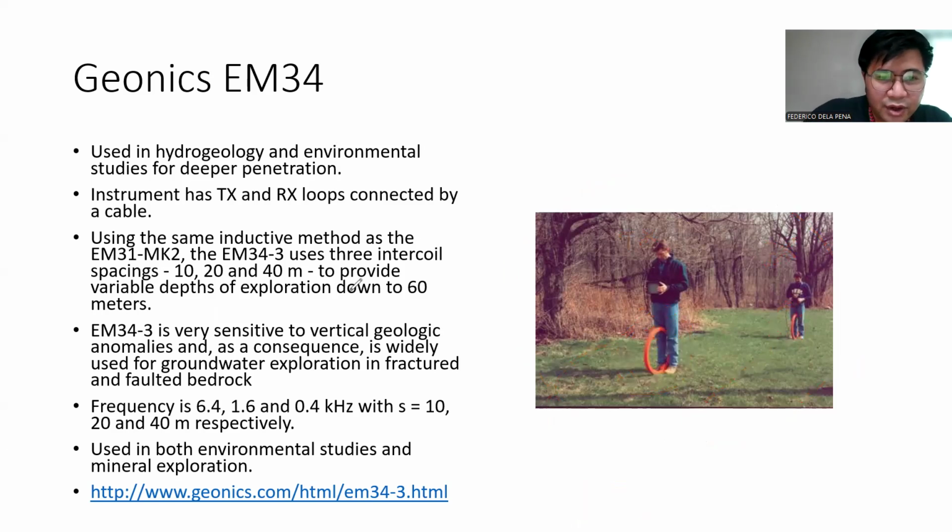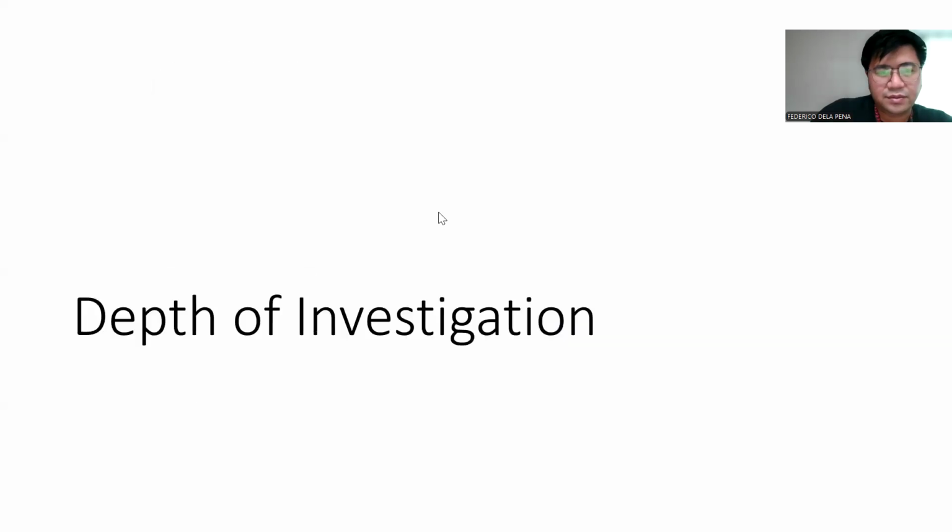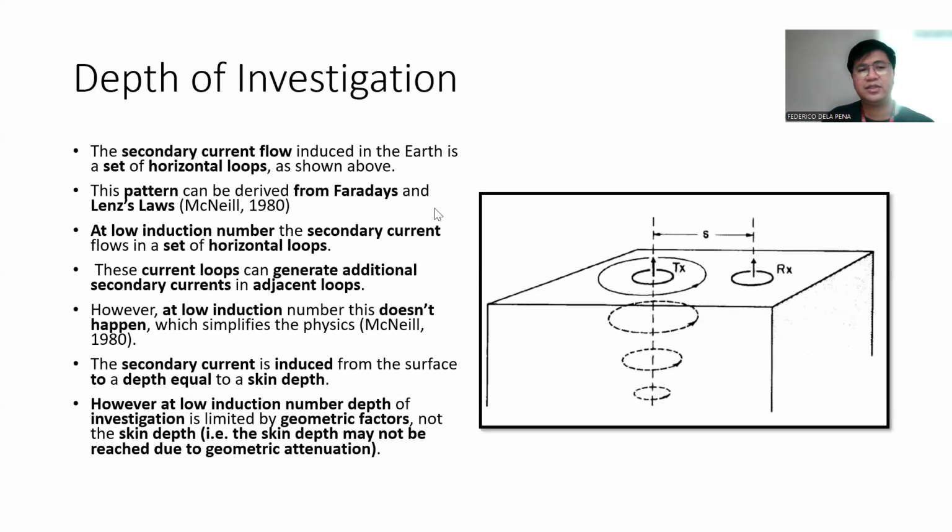EM34 has a maximum coil spacing of 40 meters, and that can go as deep as 60 meters. We're going to discuss later in this section how these penetration depths were derived. Again, the signals which we detect in EM are the secondary fields coming from the secondary current.